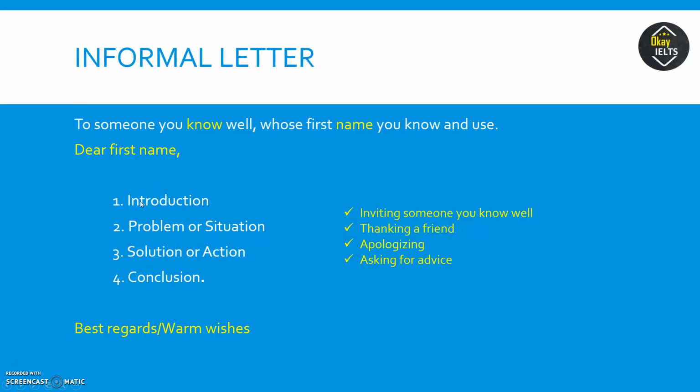Here in the introduction part, because you are talking about someone you know very well, you can be a bit informal. You can ask him about how things are, how life is. You can ask about family. You can ask about health. Right? So in my coming videos, I will talk about each type of letter, and I'll discuss each part of the letter: how to write the introduction, what to write in the problem, how to write the solution, and then how to write the conclusion.